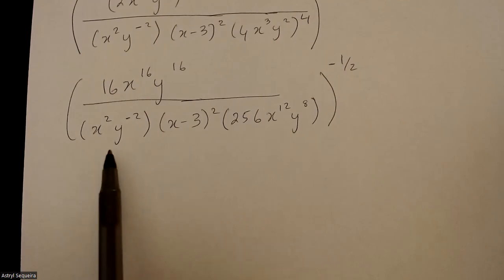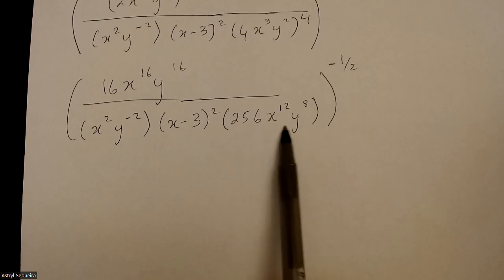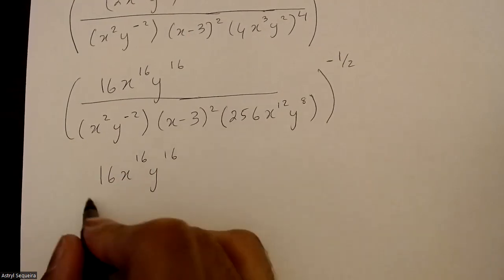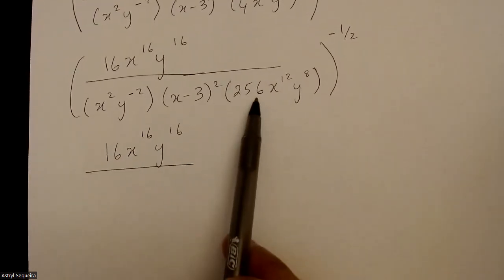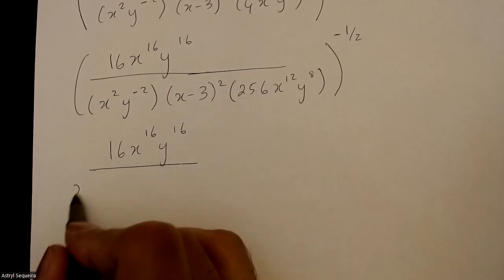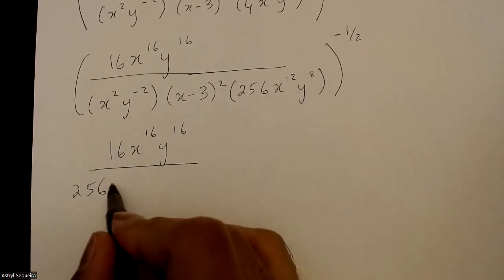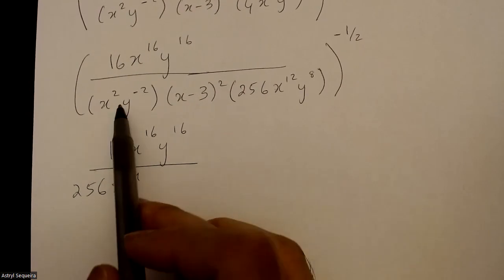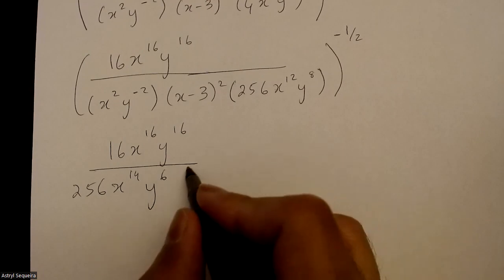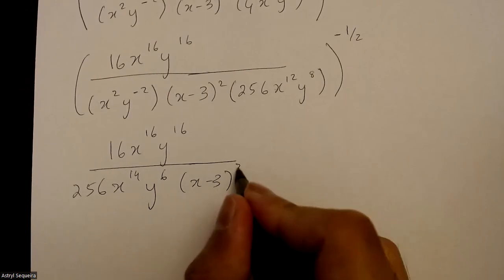The next thing I want to do is combine like terms in the bottom. So I want to multiply this bracket with this one over here. So I'll write the top the same, and I'll combine in the bottom. The first thing I'm going to do is put the constant in front, because 256 times 1 is just 256. x squared times x^12 is x^14. We just add the exponents. y^-2 times y^-8 is y^-6. We just add the exponents, and then I'll leave this factored perfect square bracket here at the end.